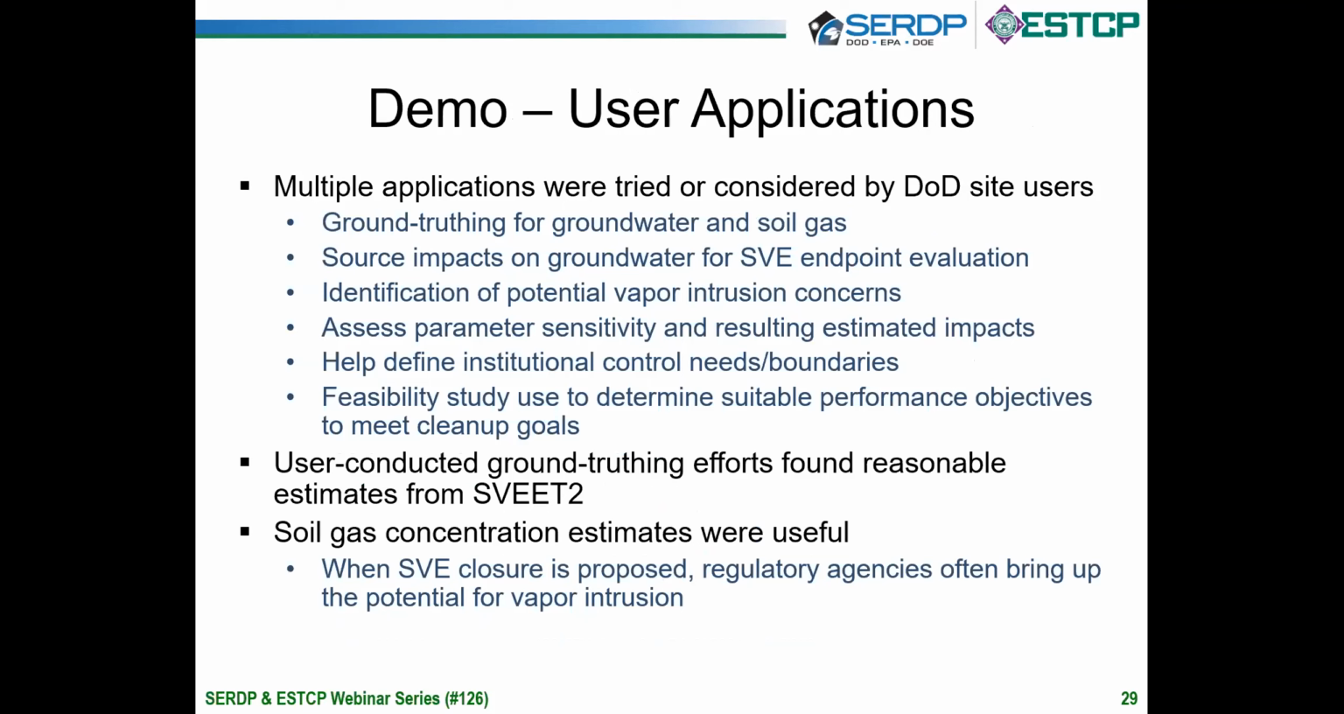Continuing with the user application demonstration, users had multiple applications that they either tried or considered, saw where SFEET could be useful. There were some users in the demo that did their own ground truthing. They were looking at the source impacts for endpoint evaluations. They were considering vapor intrusion concerns. They assessed parameter sensitivity and the resulting impacts. And then they were defining things like institutional control needs or performance objectives to meet cleanup goals. So the users who conducted ground truthing efforts also found reasonable estimates from SFEET, corroborating our own demonstration.